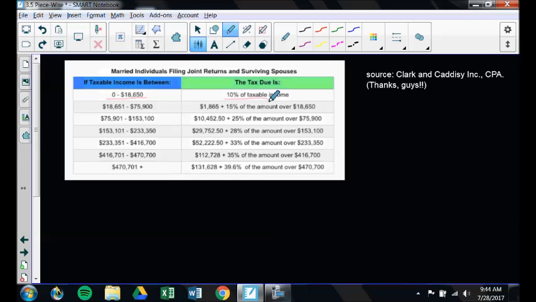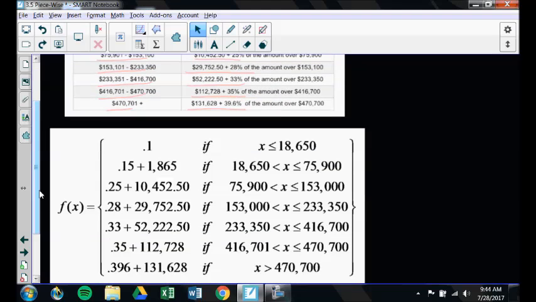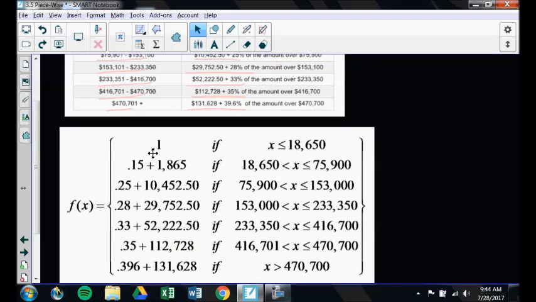10% of that. But if you make a little bit over $18,650, your rate jumps up quite substantially, and you have to pay this flat fee. And the more money you make, the more you get taxed. And these are tax brackets. Well, depending on how much money you make, you will pay a different amount. It's a piecewise function that looks like this. Your tax rate is going to be 10%.